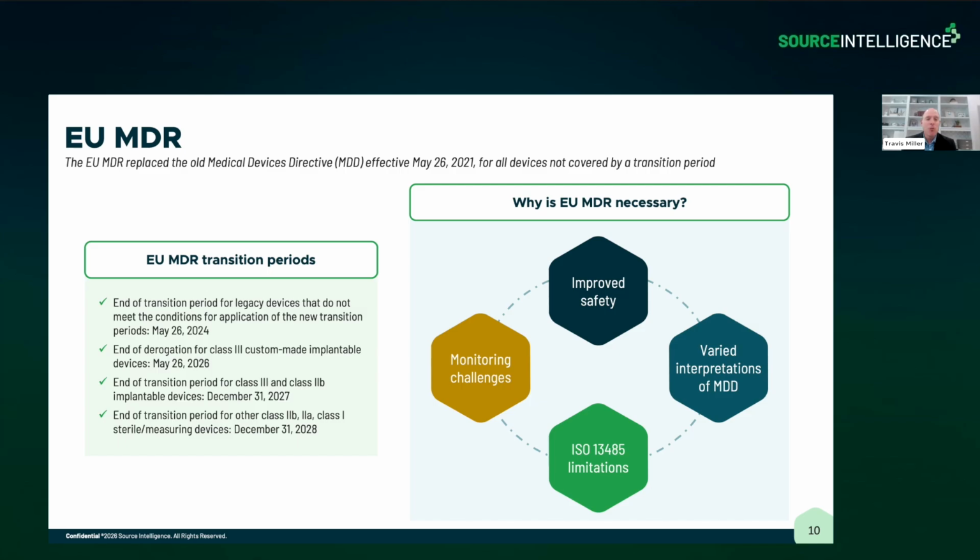So in just a few short years, less than 24 months from now, the EU MDR will have fully implemented and replaced the old medical device directive, meaning that your systems have to be up, functional, operational, and validated, ready to go to meet these transitory requirements.